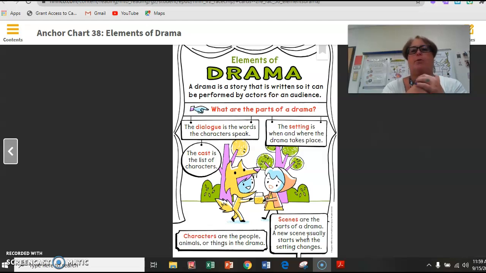So remember, we read the dramas, and there's always a cast of characters. There's the setting, which we all know is where the drama takes place. And then the scenes, there's different scenes. So let's say at first they're in the park, and then they move to their house, and that's when a new scene starts. So we're going to read a little drama today.